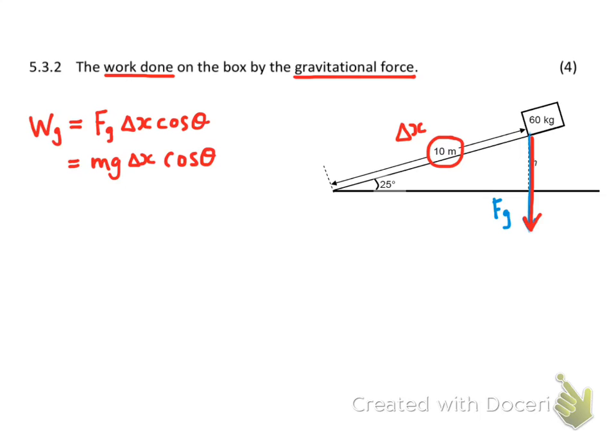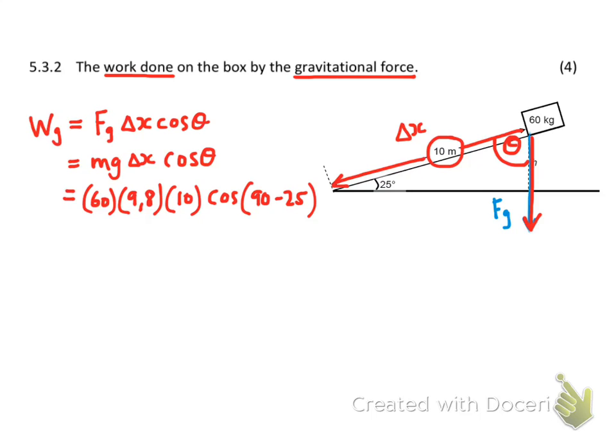So I've redrawn Fg in red just to highlight it. The displacement is given there, so theta then is the angle that I've indicated there between Fg and the displacement delta x. So it's not 25, it's 90 minus 25, and so if we add in the values, m is 60, g is 9.8, delta x is 10, and the theta then is 90 minus 25, or 65. If you multiply that out, you get work done of 2485 joules.